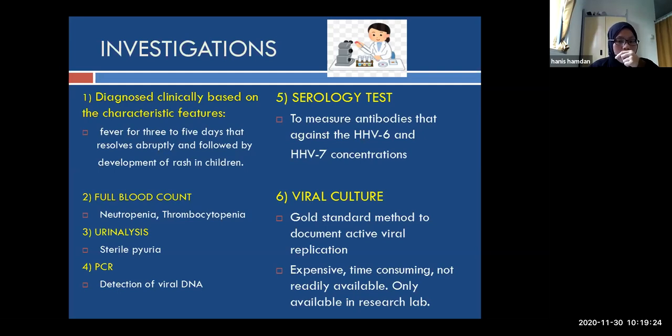In order to confirm the diagnosis, we have to do PCR. This is because PCR functions to detect the virus DNA. After that, we also can do serology tests. Serology tests function to measure antibodies against human herpesvirus 6 and herpesvirus 7 concentration. Last but not least, we can do viral culture. Viral culture is a gold standard method to document the active viral replication, but it has disadvantages, such as being expensive, time consuming, and not readily available. It is only available in research labs.